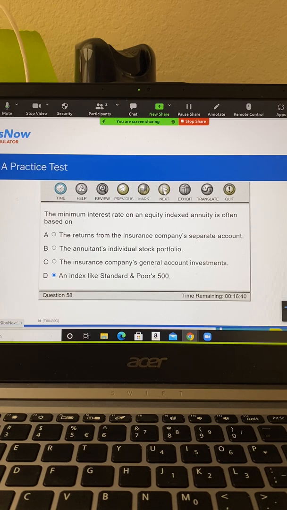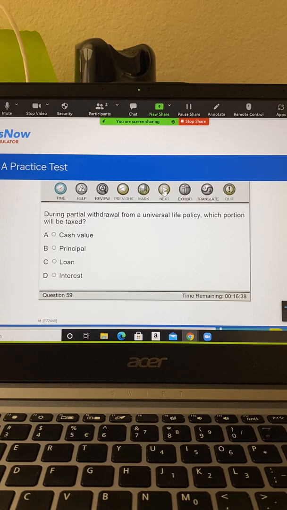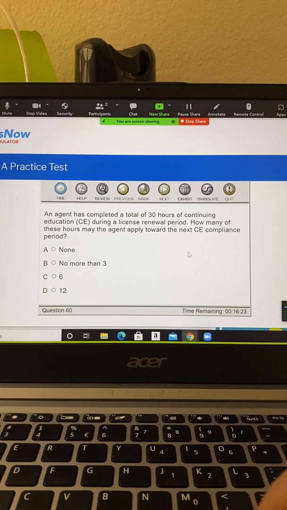All right, and 2 more. Doing a partial withdrawal from a universal life policy, which portion is taxed? The interest. Bam, interest, always taxed. Uh-oh, you're on fire. Last one, let's finish strong. An agent completed a total of 30 hours continuing education during the renewal period. How many of these hours will the agent be able to apply toward the next period? So he does it every 2 years. How many can he carry over to the next 2 years? Oh, you have to have 24. Wait a minute. It says he did how many? He did 30. Renewal period. So 24. He can carry 6 over. Bam. Let's see what we got.